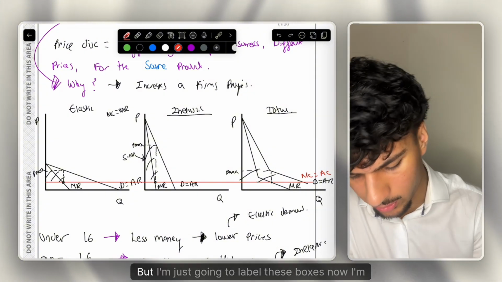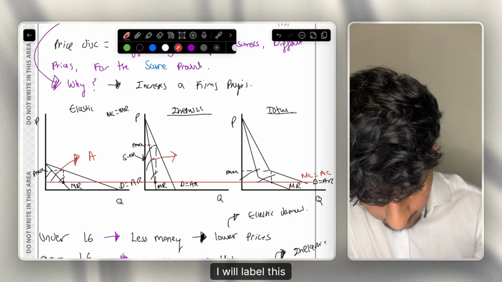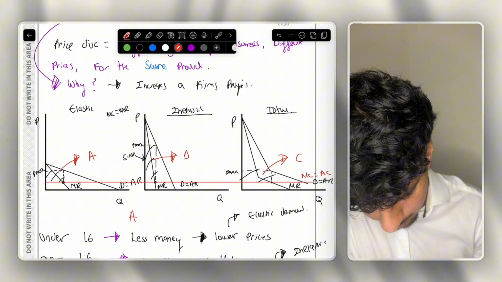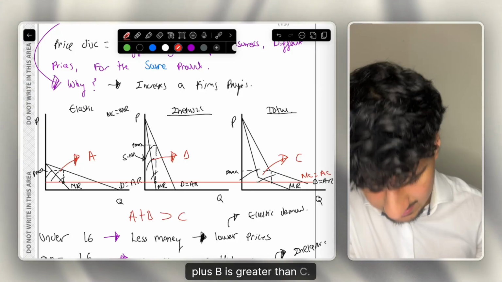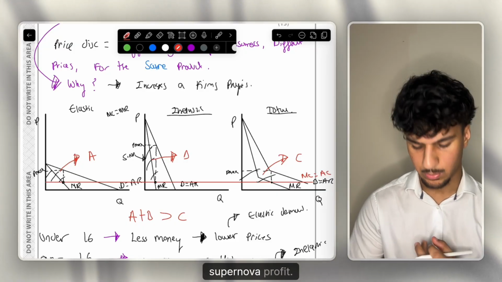Okay, so there's a lot of writing here, but I'm just going to label these boxes now. I'm going to label this A, I'm going to label this B, and I'm going to label this C. So I'm going to write A plus B is greater than C. Now, what does that mean? So this is talking about the respective boxes of supernormal profit.